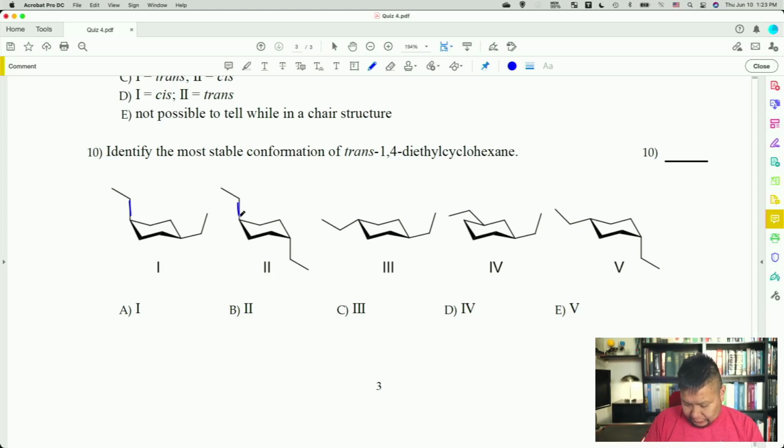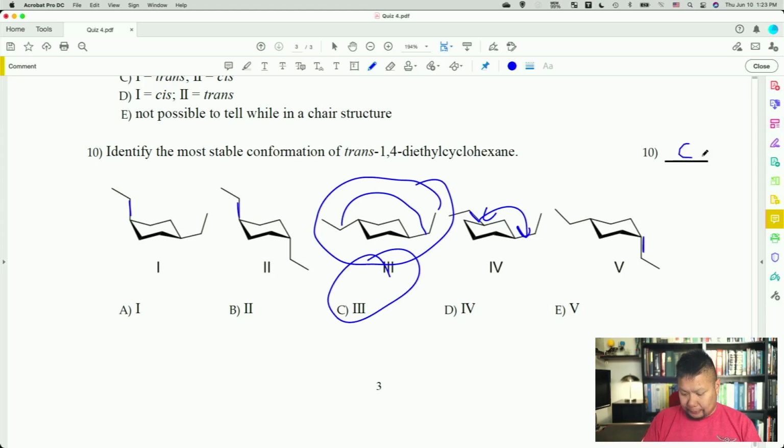This one is actually in the equatorial position, but the problem is that it's closer to this one than this guy is. This one's further away. This one's in the axial position right here. So the answer to this one would be number 3, C.